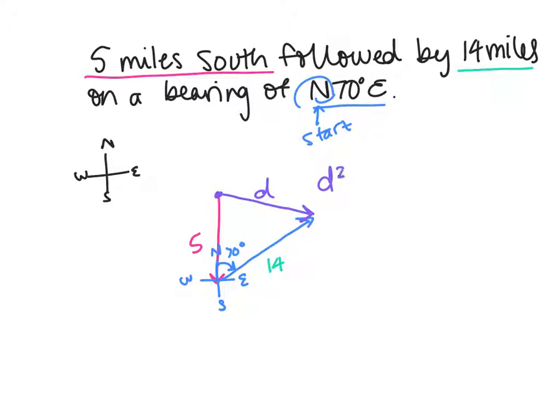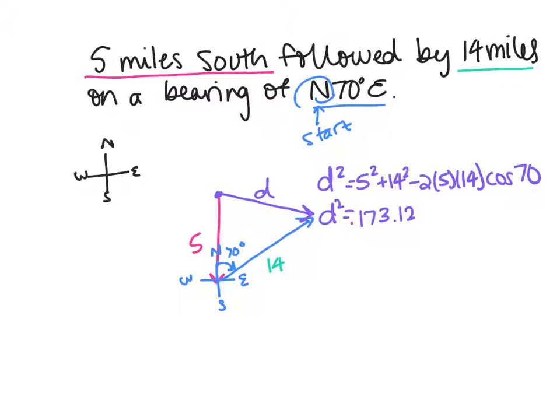That distance squared, it's side angled side, so it's law of cosines again. So it's 5 squared plus 14 squared minus 2 times 5 times 14 times cosine of 70. Type that whole thing in your calculator, take a square root, and then that's it. So if you type that all in, you should get 173.12. Take your square root to finish solving, and we get that the new vector, the plane is 13.16 miles from where it started.